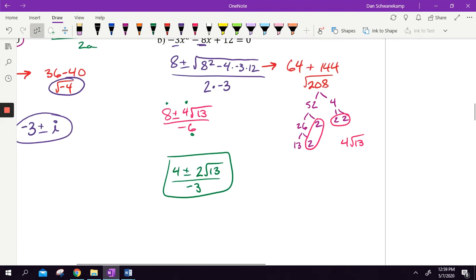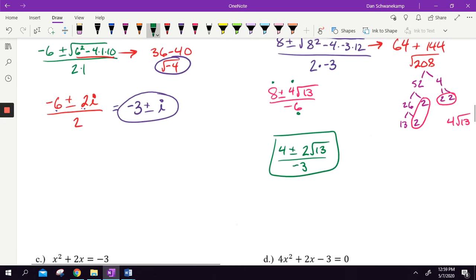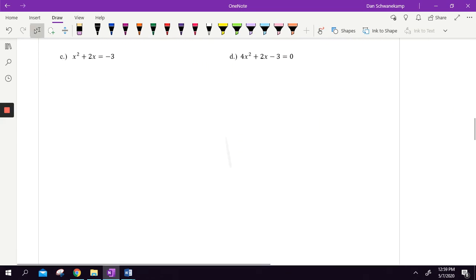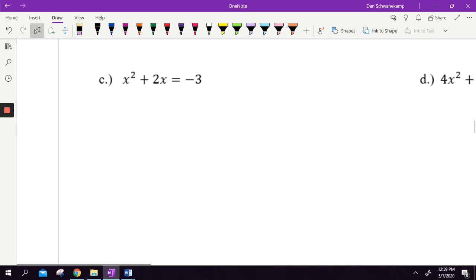Is that ugly? Absolutely it is. If you want to know the decimal answer here, you would have to take 4 plus 2 times radical 13, get an answer, and then divide that by negative 3. It's rough, but that is the best way to do that. All right, let's keep going. We're almost done here, and then we'll flip into another video to deal with this a little bit more.